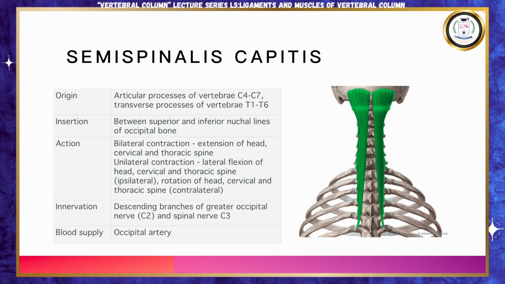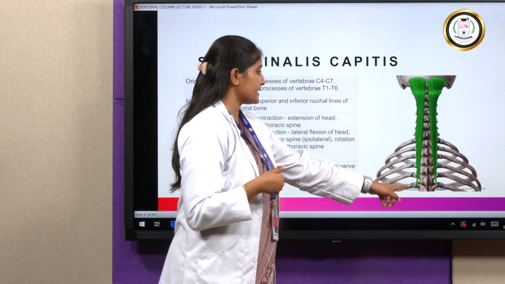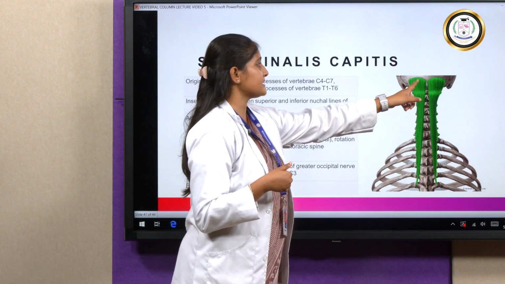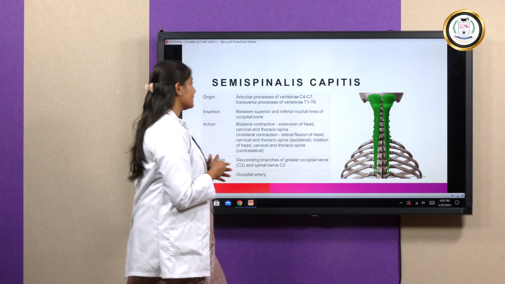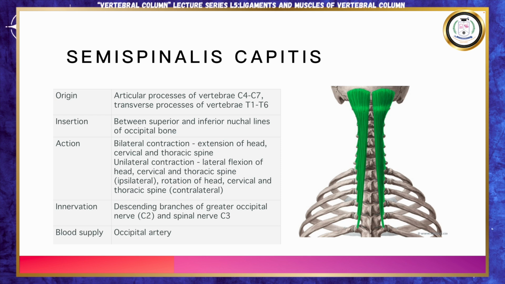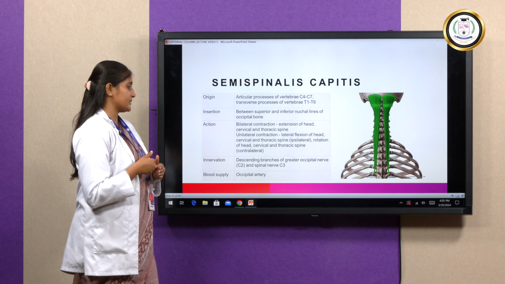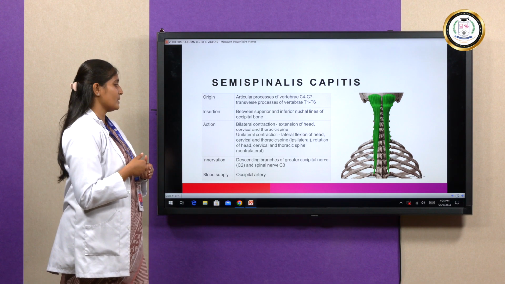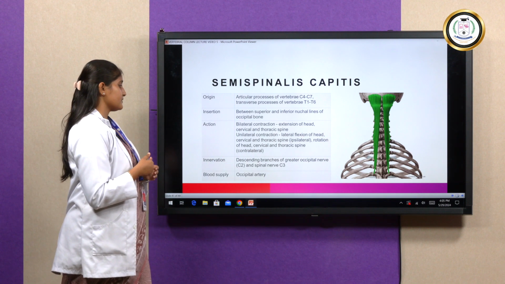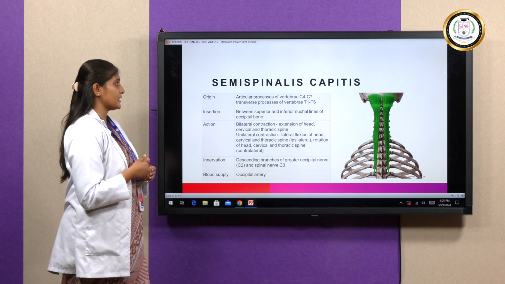So, this muscle originates from T6 to T1 and then from C7 to C4 and gets inserted over the superior occipital protuberance. The action of this muscle is extension and lateral flexion of the head. It receives the nerve supply from the greater occipital nerve, which is C2, and spinal nerve, which is C3, and it receives the blood supply from the occipital artery.